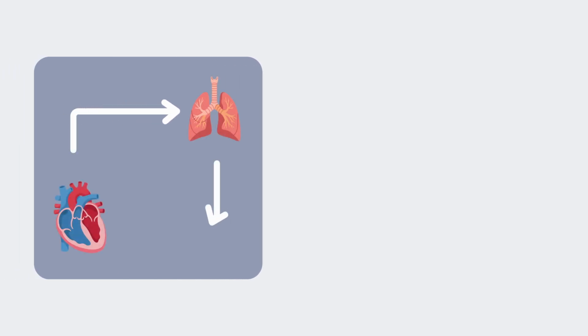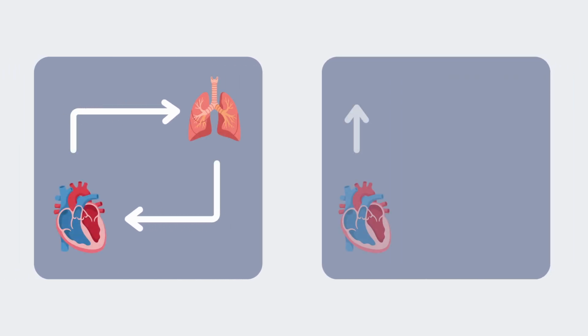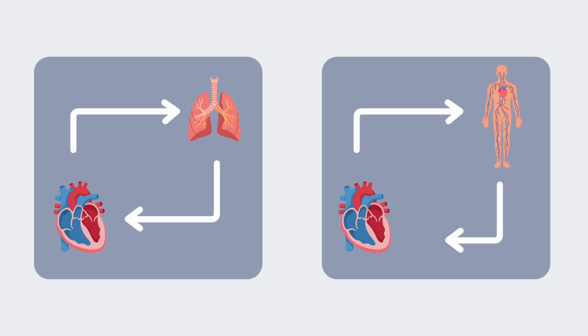Notice there are really two loops. One loop to the lungs and back, and a second loop to the body and back. That's why humans have double circulation.